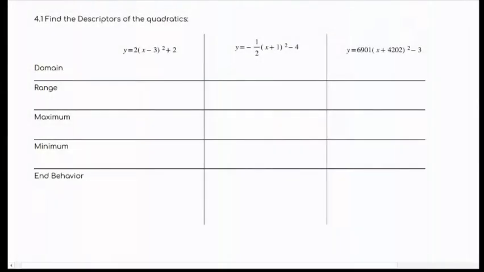Here we're asked to find the descriptions of these three quadratics. So with the descriptors of quadratics, really the only two things I need to know are what direction my parabola is pointing and where the vertex is. This first one is nice and easy because it's in transformation form. So I know that I'm going 3 units to the right and 2 units up, and so my vertex ends up being at (3, 2). And since my a value is positive, I know that my parabola points up.